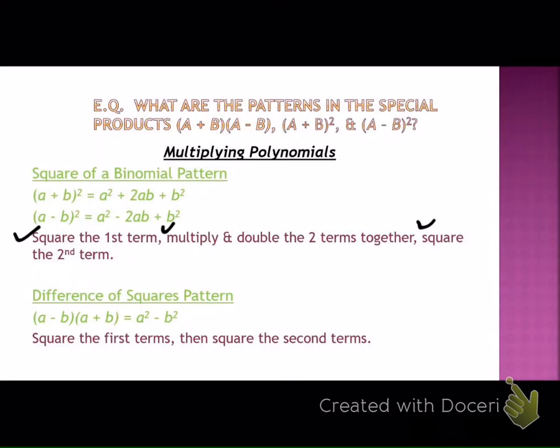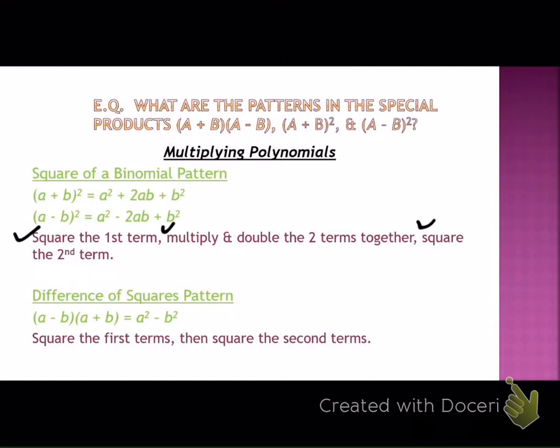Do you know where the problem comes in? They forget about the middle term. They try to square the first term, square the second term, and be done with the problem. But where is the middle term? Okay, it can't just disappear. It can't just go away. So where is it? Here's how we find it.